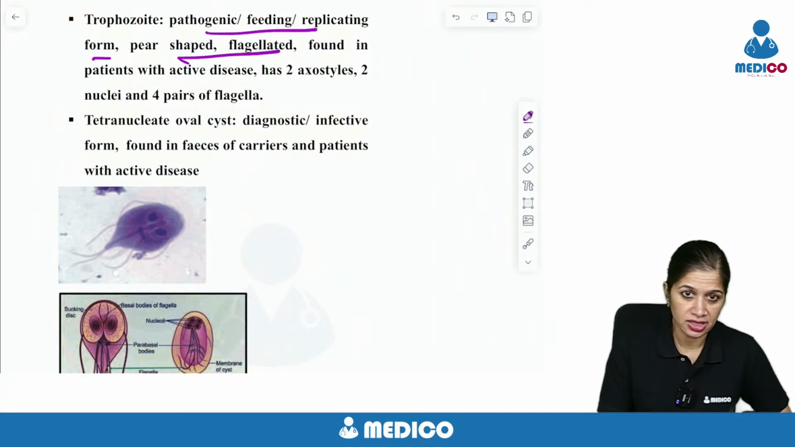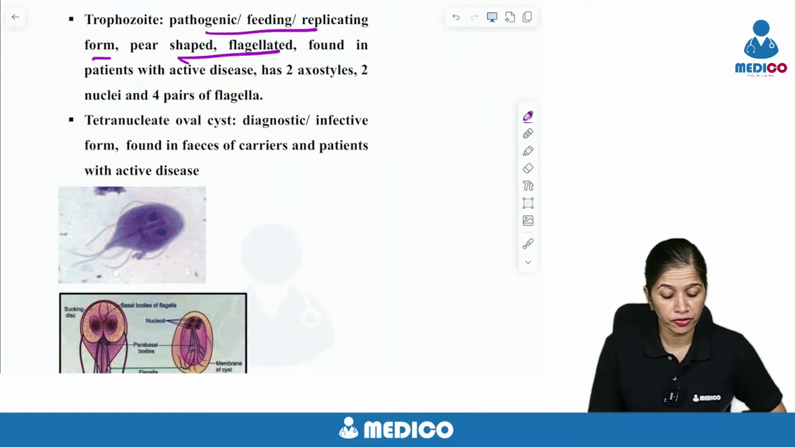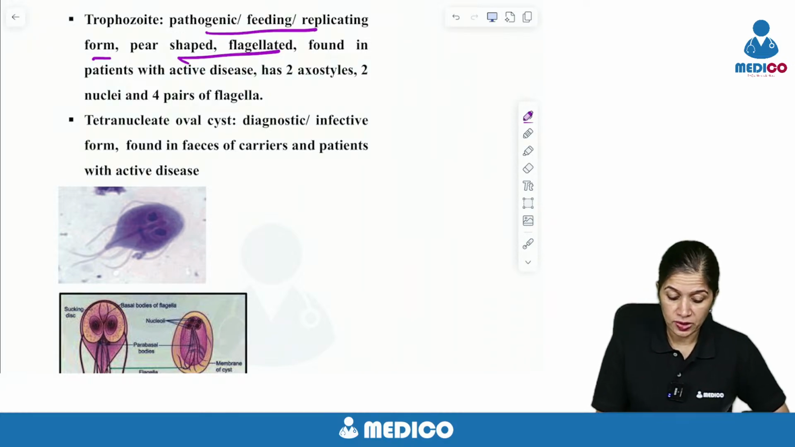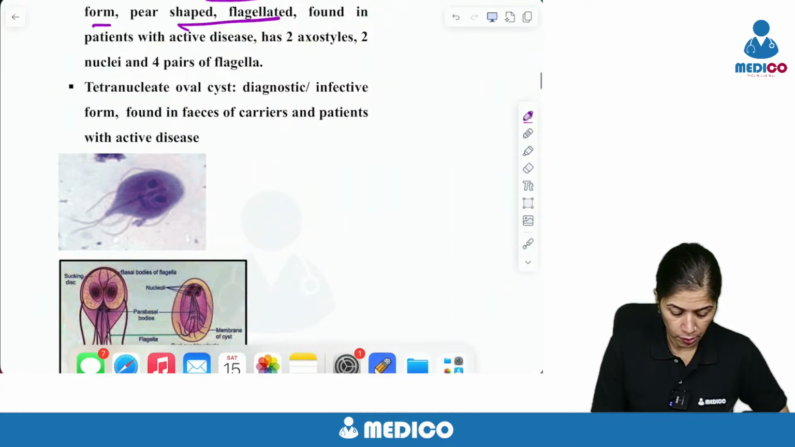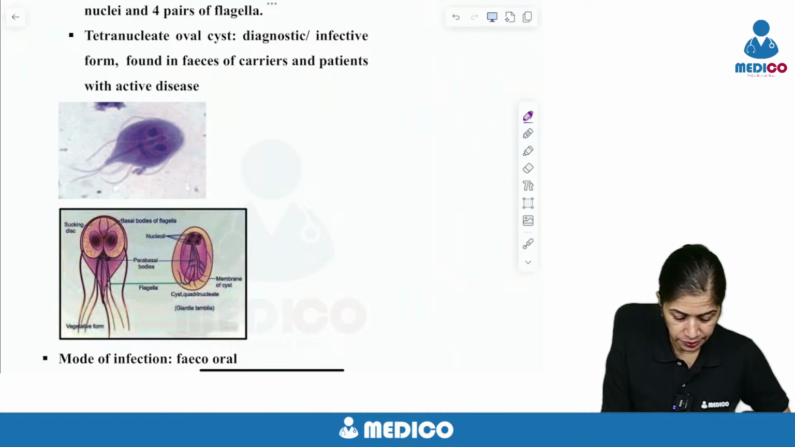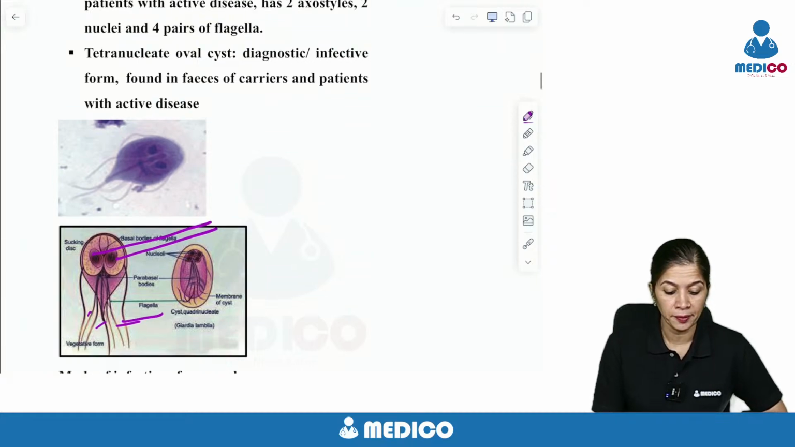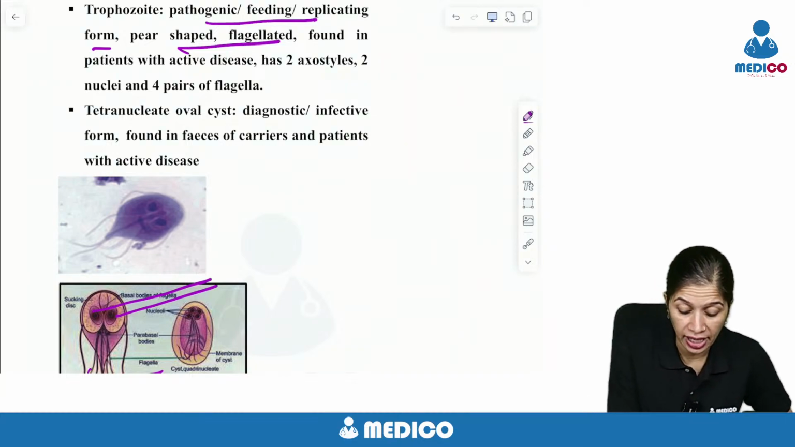It is flagellated. It is found in patients with active disease. It's got 4 pairs of flagella, 2 axostyles and 2 nuclei. Here you can see the nuclei, and there are the flagella also. You can see the 4 pairs of flagella as well. So it's got 4 pairs of flagella, 2 nuclei and 2 axostyles, and it's pear-shaped or tennis racket shaped, and it's usually indicative of active disease.